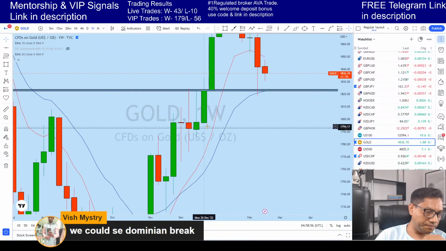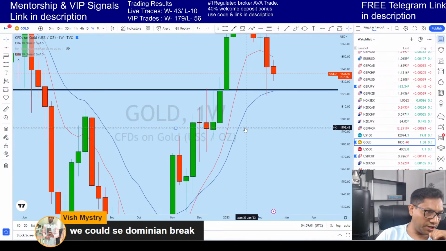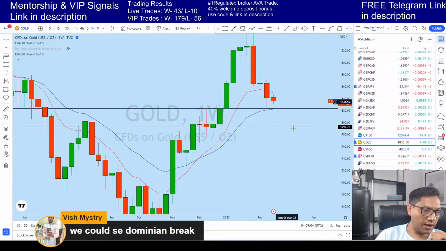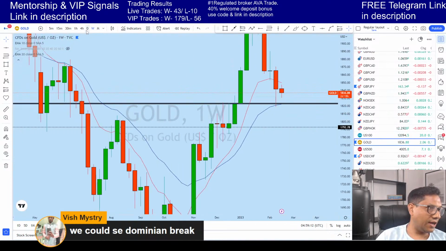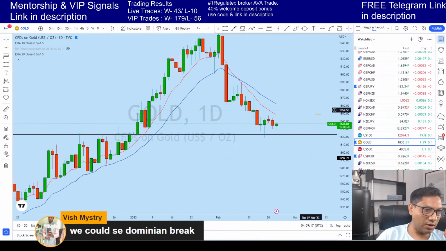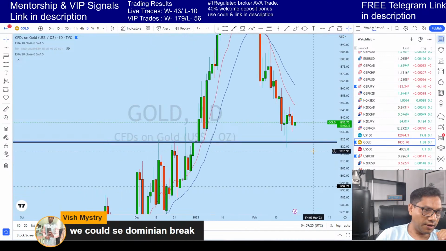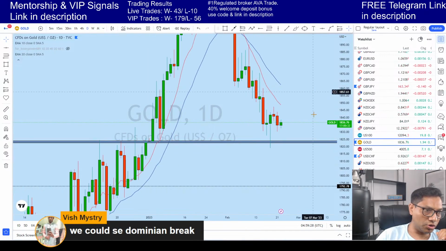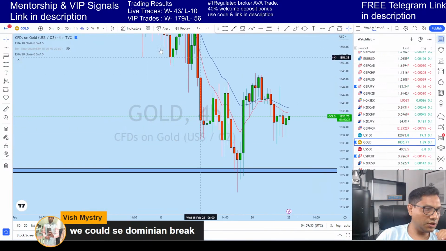So there is strong liquidity at this level, and the next destination for gold is highly likely to be a move back down here. Now any movement to the upside on gold will give us an opportunity to sell, and that would be awesome. If we see gold going up, it gives us a selling opportunity.